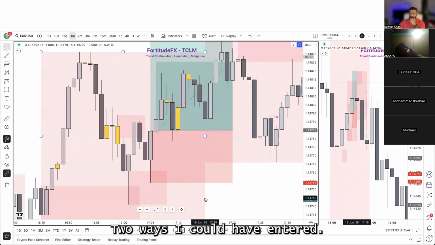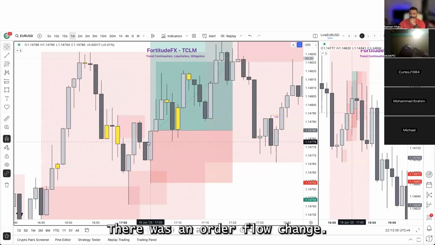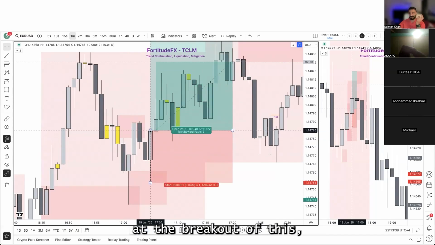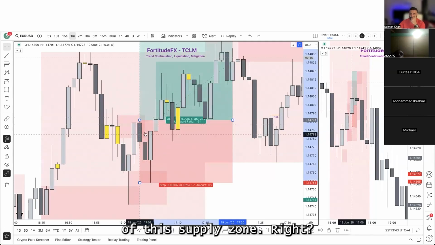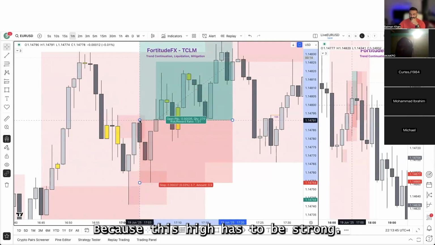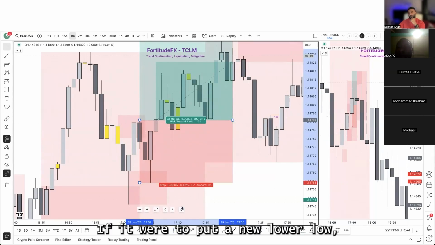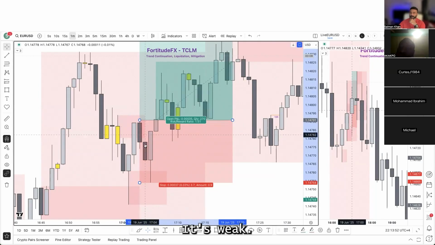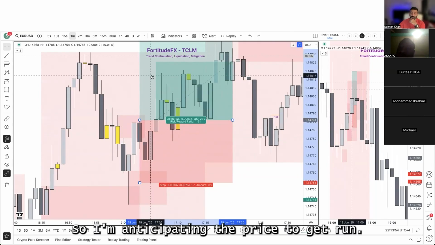Two ways I could have entered. There was an order flow change, so it broke the top of the previous candle. I could have entered at the breakout of this, or I could have entered at the failed reaction of this supply zone, right? Because this high has to be strong if it were to put a new lower low. It did not put a new lower low, it's weak, so I'm anticipating the price to get run.